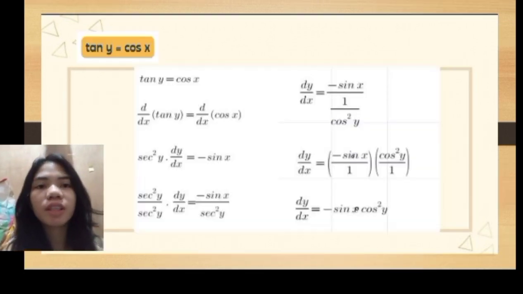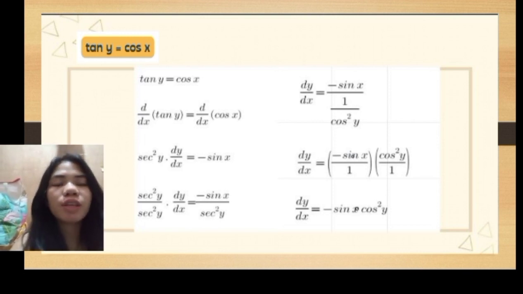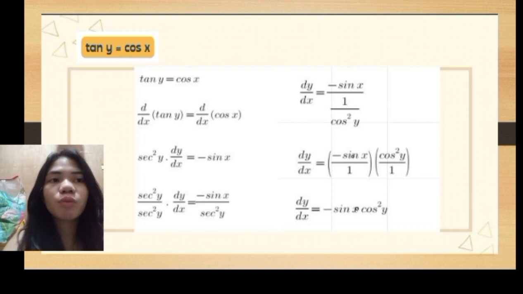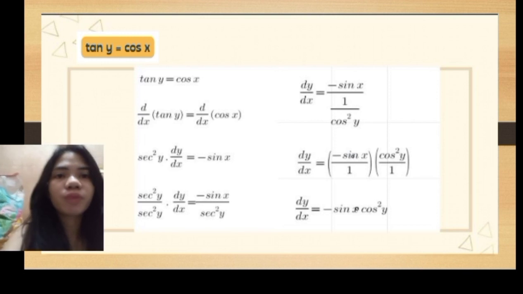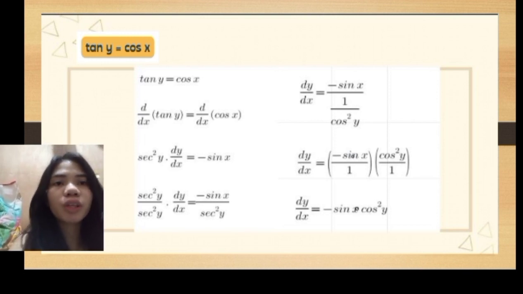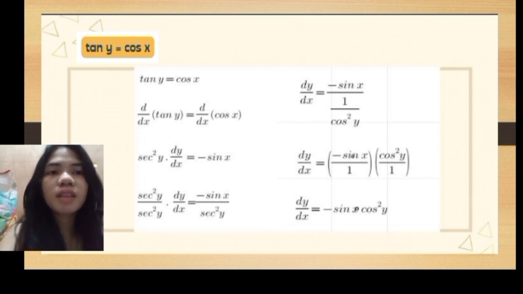So we have here the given tangent y equals cosine x. To start with the given equation, tangent y equals cosine x, differentiate both sides of the equation with respect to x. d over dx of tangent y equals d over dx of cosine x. Apply the chain rule on the left side of the equation. Secant squared y times dy over dx equals negative sine x.